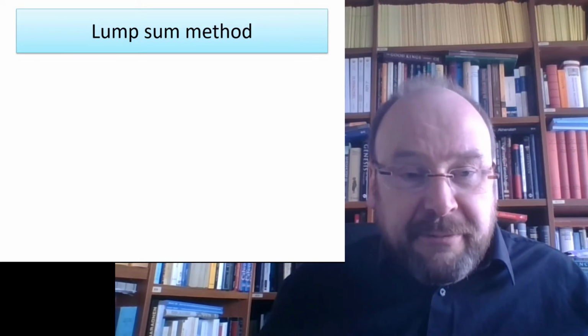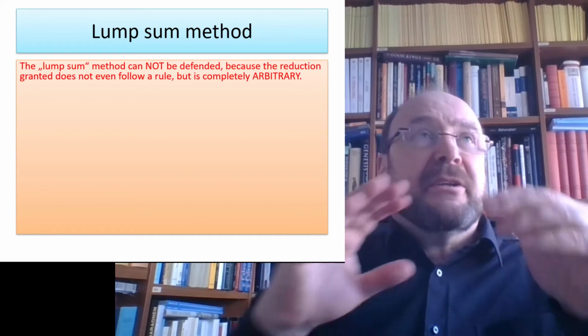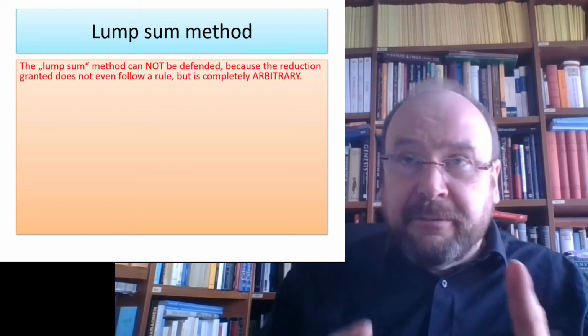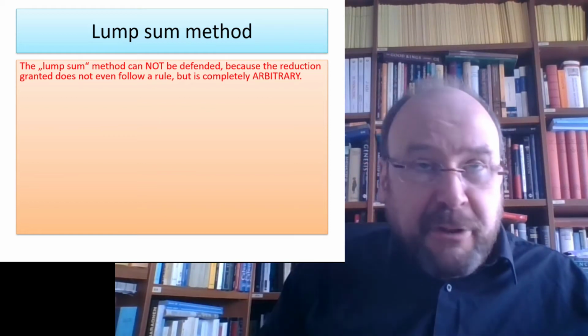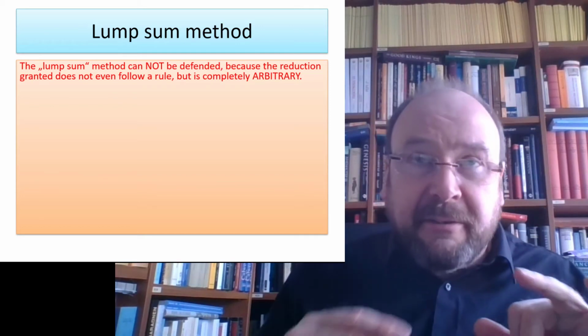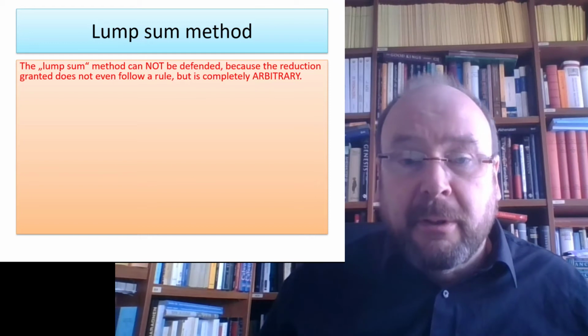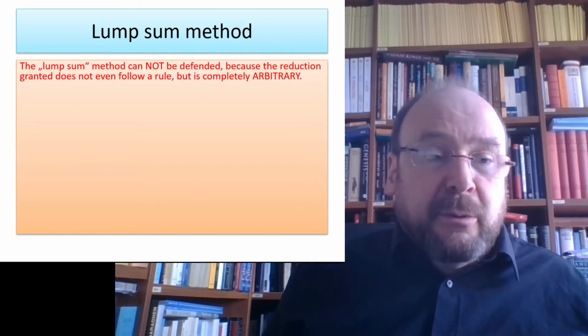Now try to defend the lump sum method with that. You can defend the credit method. It has a logic. You can defend the deduction method. It has a logic. You can defend the exemption method. It has a logic. You can't defend the lump sum method because the outcome doesn't have a logic. It's completely arbitrary.